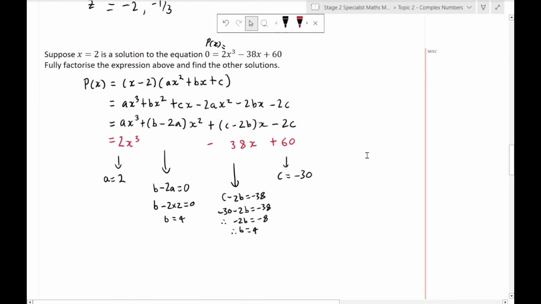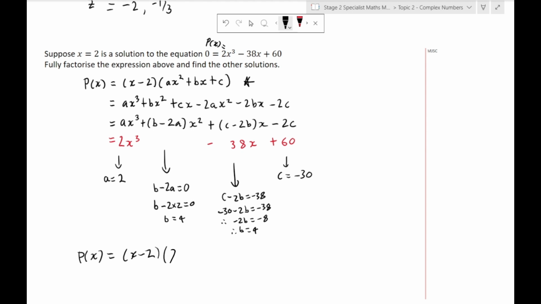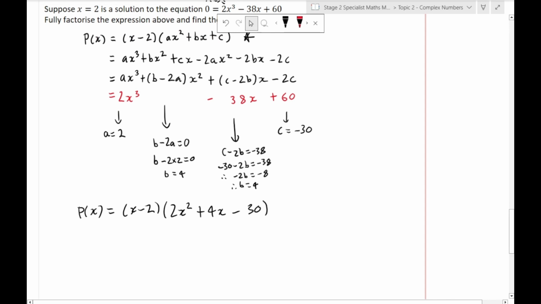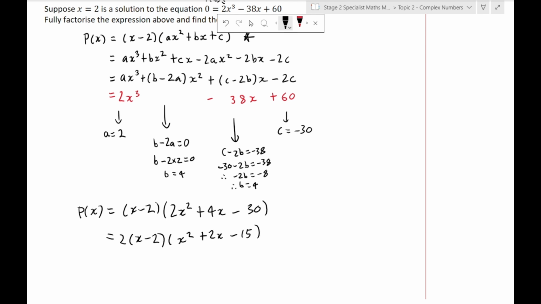So if a equals 2, c equals minus 30, and b equals 4, we can factorize our polynomial like this. It starts off with (x - 2), and then I'm going to take this stuff up here and sub in a, b, and c. So that's 2x squared plus 4x minus 30. Now all you need to do is factorize this as per normal. So I could start by pulling out a 2 from this bit, and I'm going to be left with x squared plus 2x minus 15, which is really good.